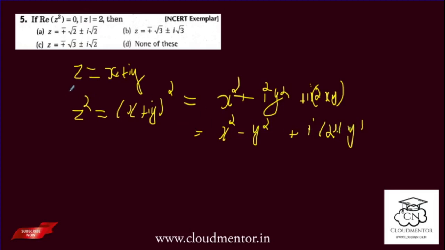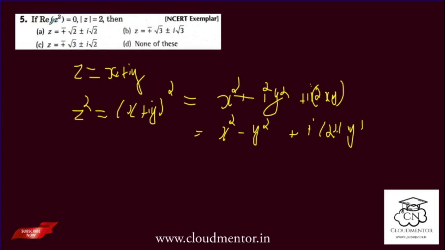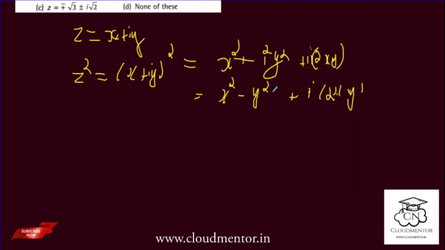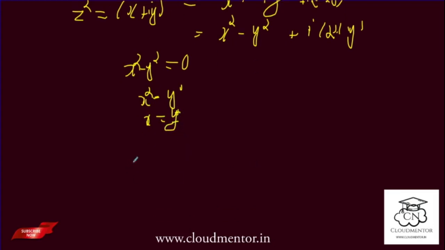And now the real part of z square is 0. That means x square minus y square is equal to 0. That means x square equal to y square, and otherwise x equal to plus or minus y, right? Yes, that means x equal to y or x equal to minus y.